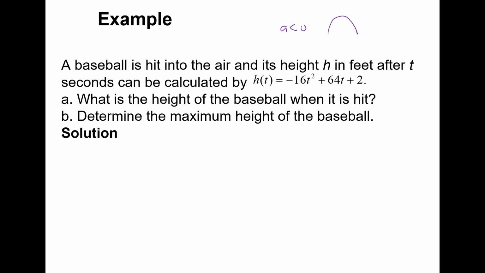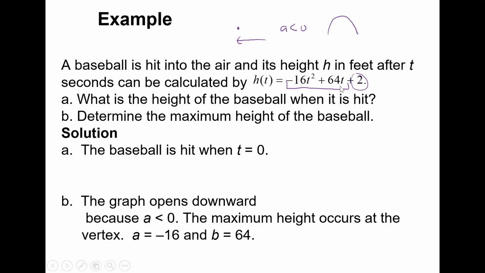So what we want to do is find the height of the baseball when it is hit, and then determine the maximum height of the baseball. All right, so the baseball is hit when what? t is equal to 0, because you haven't actually done anything. It's thrown to you, and then you're going to hit it when it hits a certain point, but we don't know what that point is. Well, that's at time equals 0. So at time equals 0, this part of the equation falls out, and all we have left is 2. So that's going to be our value there. The height at that time is going to be 2.